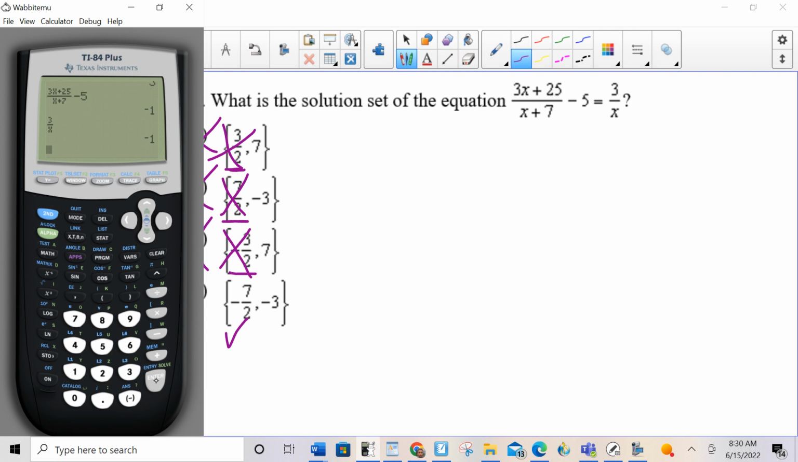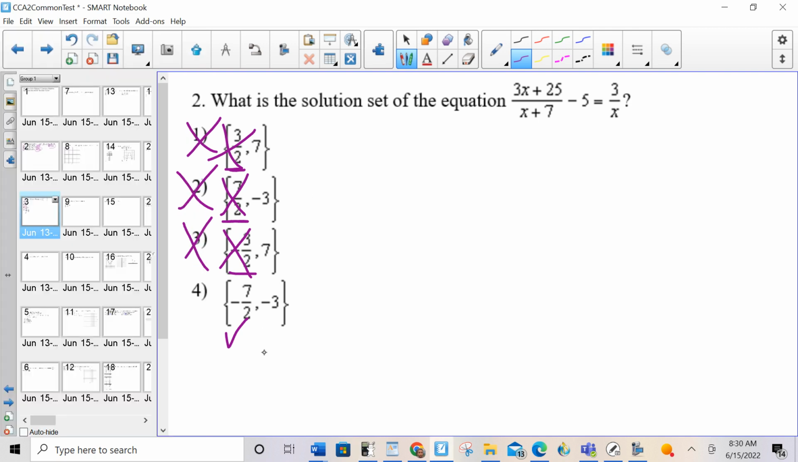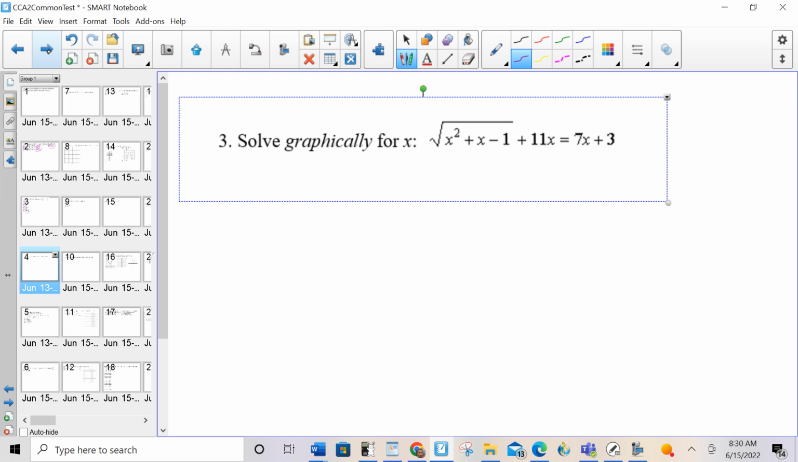Type in the left-hand side, type in the right-hand side, and see if it equals out. That works. So if it's an equation that's multiple choice, take each potential answer and substitute it in. You could do that with storing. If the left-hand side equals the right-hand side, then it's a solution.